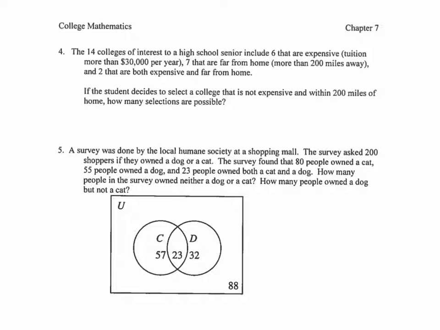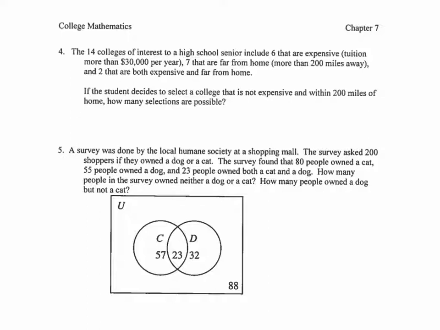So if the student decides to select a college that is not expensive and within 200 miles of home, how many selections are possible? Now, think for a moment. I know we see the word and, but how many different things are you choosing here? The answer is you're only choosing one thing. You're choosing a college. So this is not going to be something that you multiply. Instead, you're going to figure out how many colleges would fall into the category of being not expensive and being within 200 miles of home. So let's think about what they've told us.